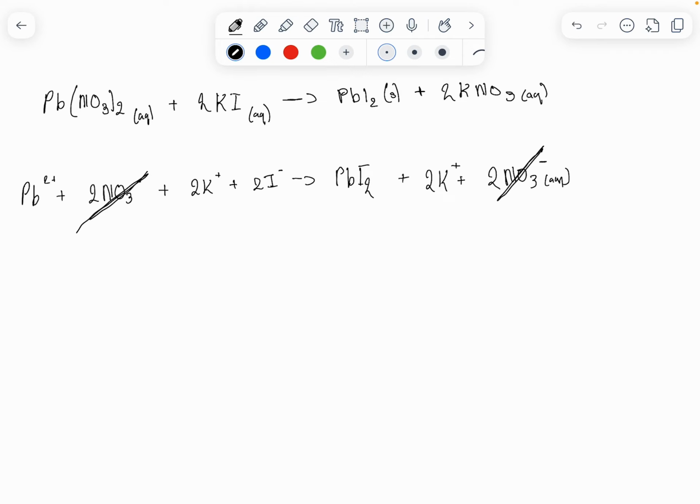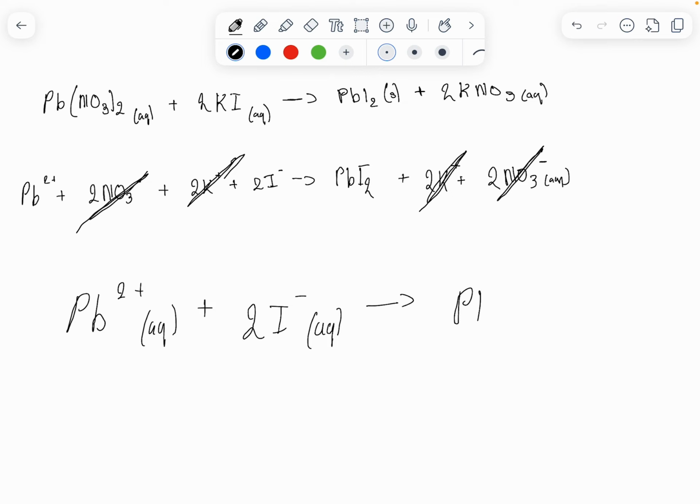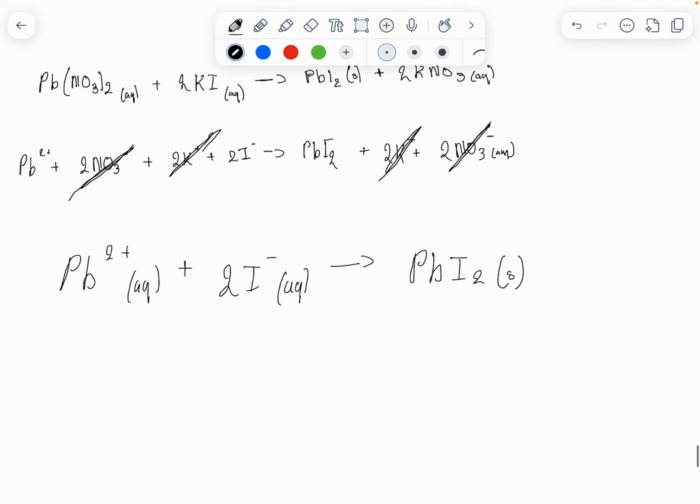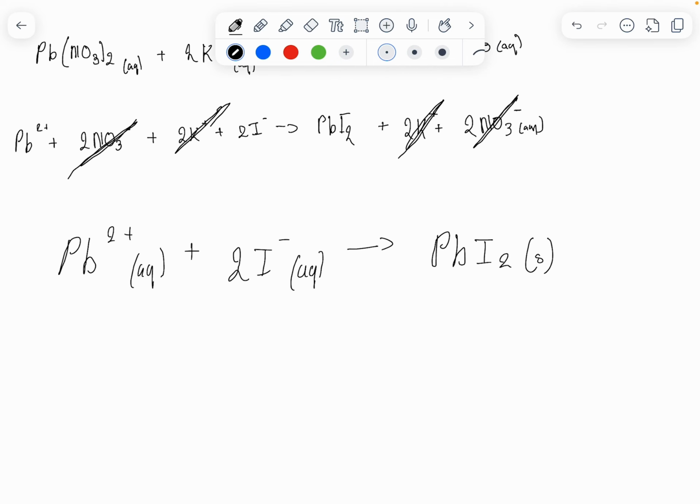Lead changes. Potassium does not change, we can cancel out that. And iodine changes. So what we are left with is Pb2 plus in its aqueous form plus 2I minus in its aqueous form to give lead iodide in its solid form. And that is our answer.